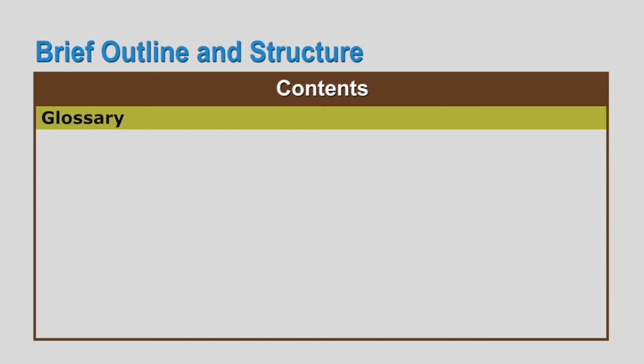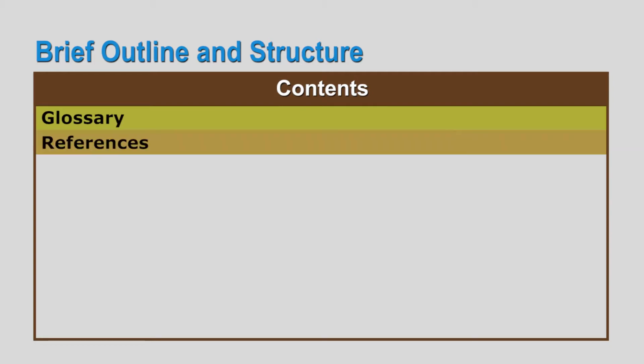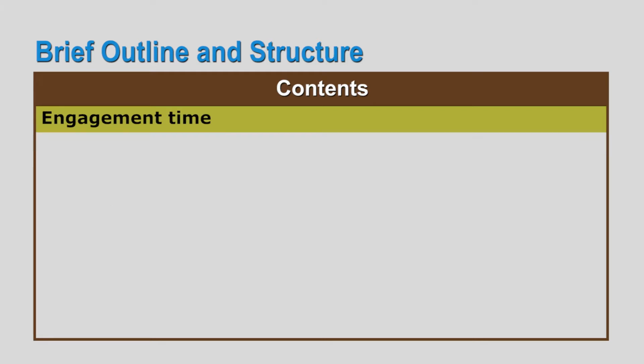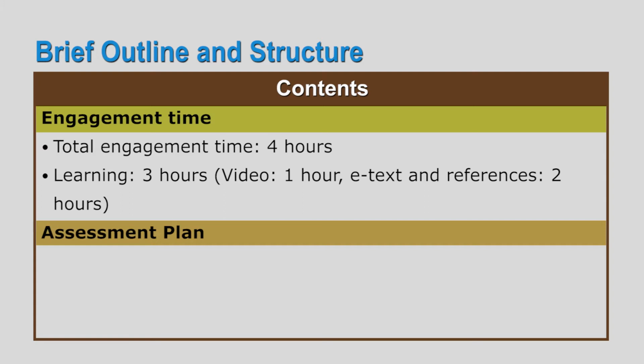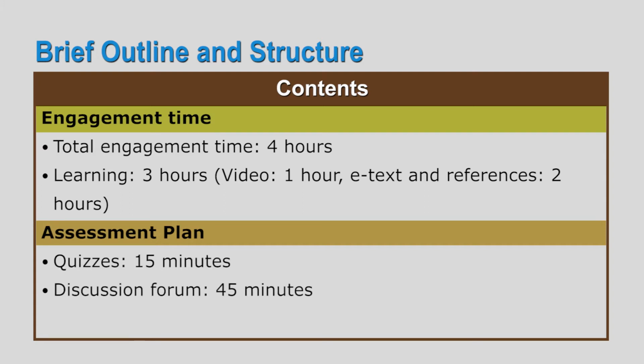This week's course also gives an idea of different terms used in the course, and references in the form of ebooks and web links. If you look at the engagement time, the total engagement time is 4 hours, out of which 1 hour is video lessons, and e-text and other reference materials take 2 hours. If you look at the assessment plan, quizzes are for 15 minutes and the discussion forum for 45 minutes.